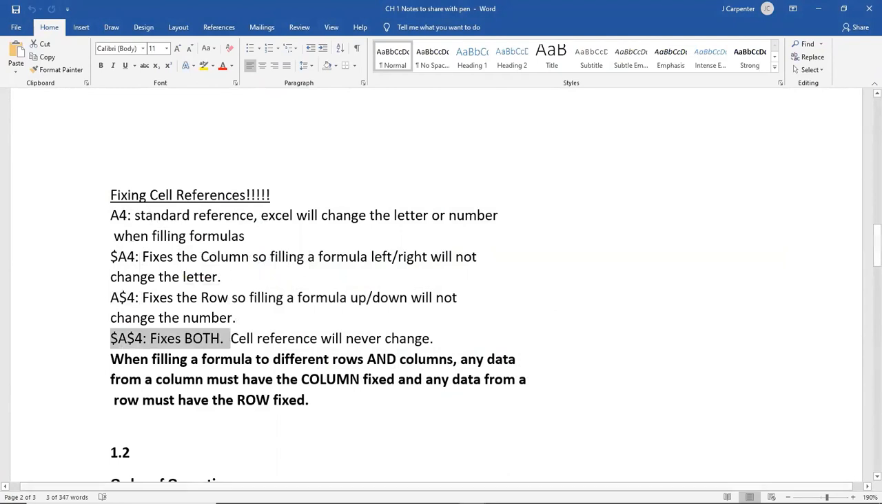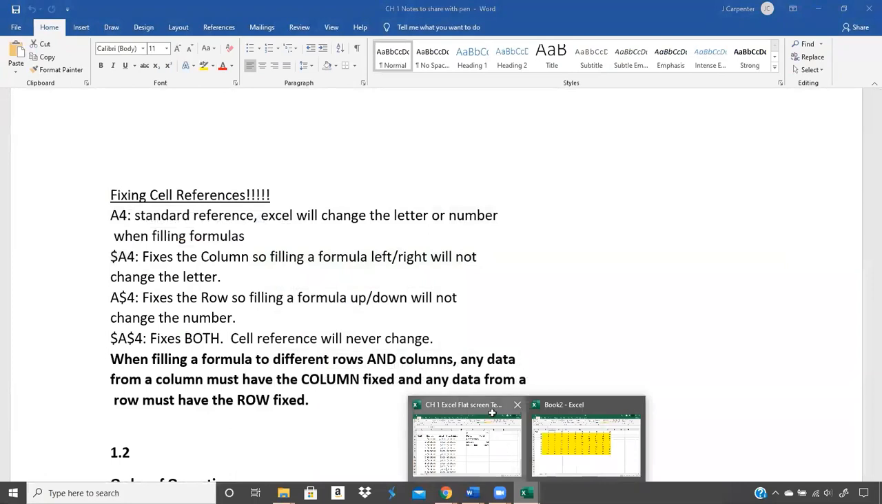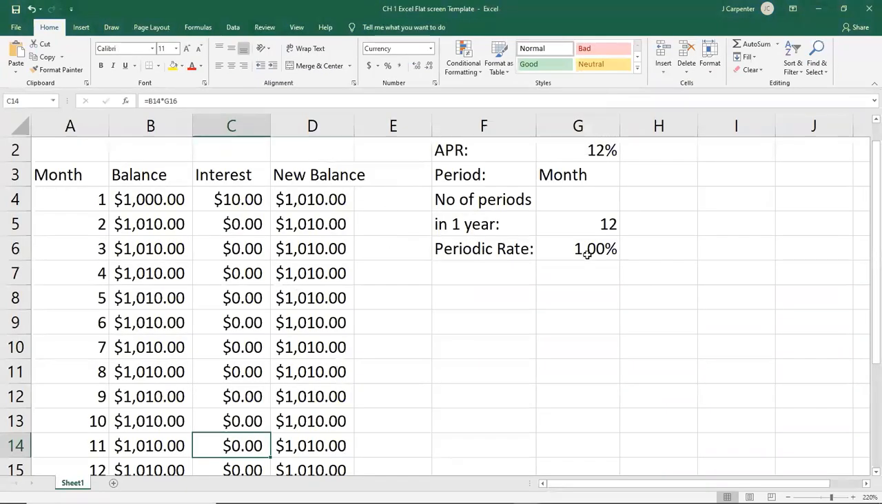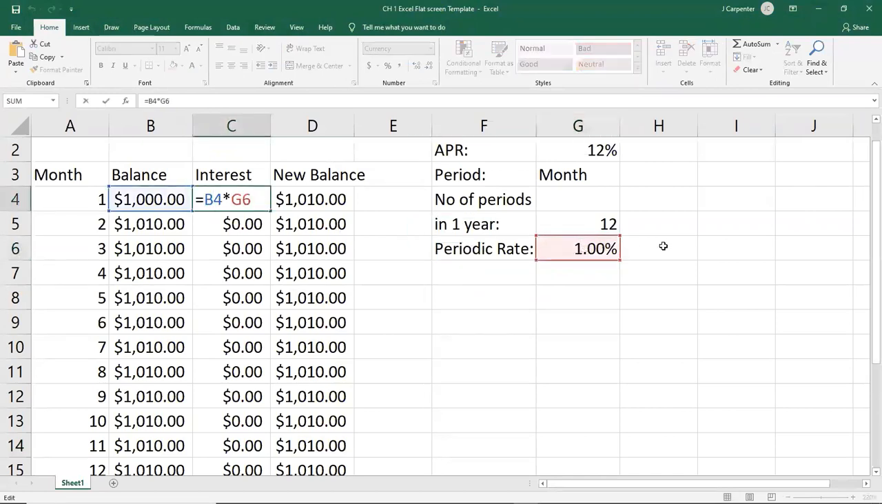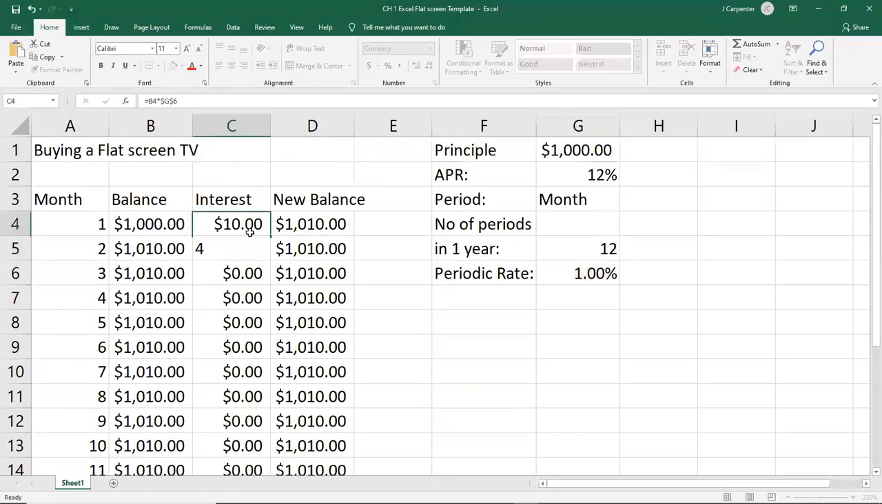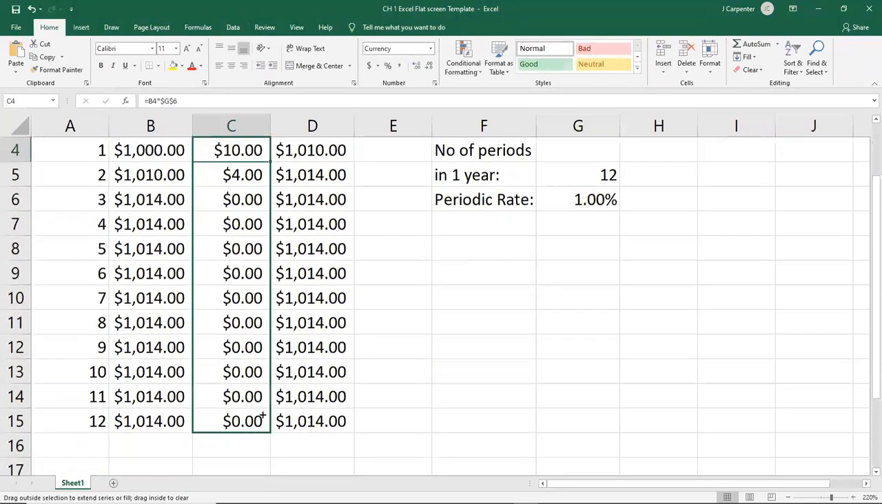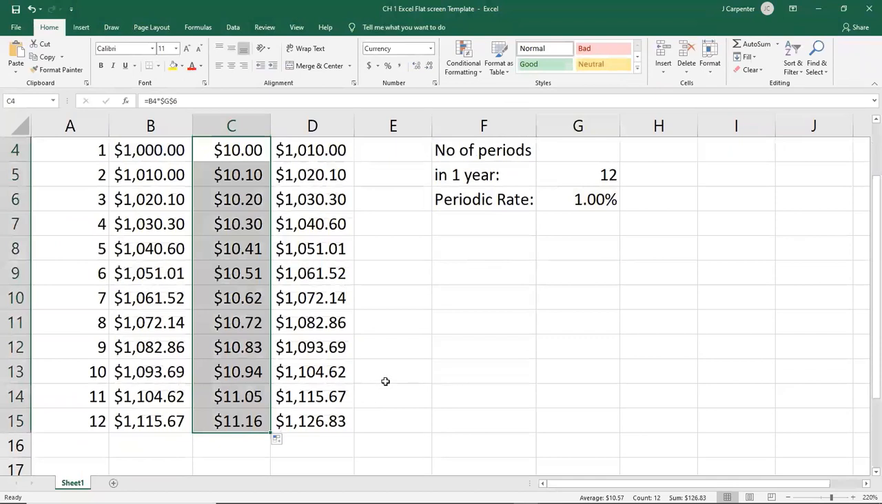There are times when we need that, like when we were doing this one, because this box was just randomly out to the side somewhere. For this formula, we don't want that red box moving right, nor do we want it moving down, which is why we really needed the cash symbol in front of both of them. And I can fill it down, and we get our correct answers.